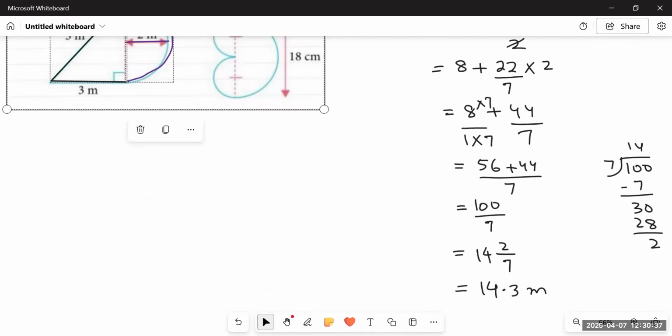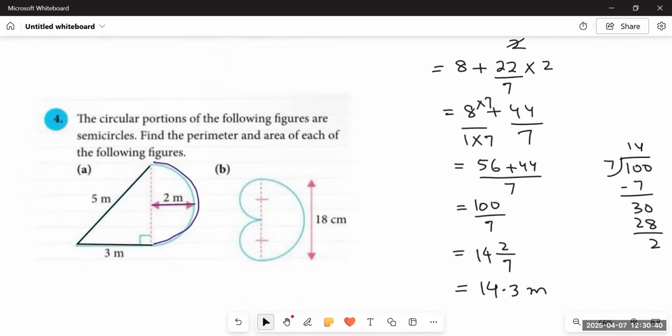That's it. What we did, we simply added the outer sides of the given shape, where we had two sides of the triangle and half of the circumference of the given circle, the semicircle.